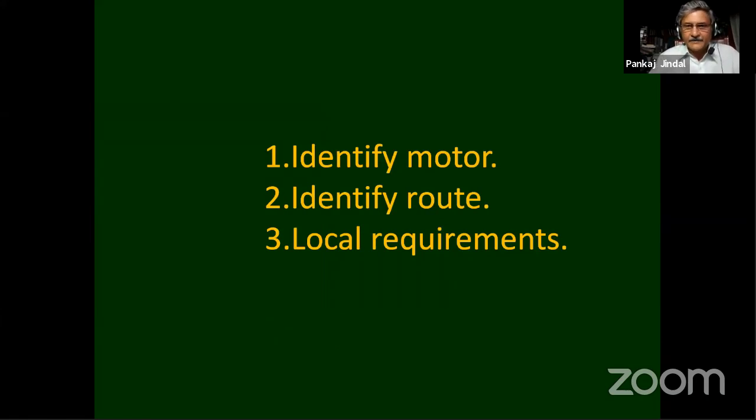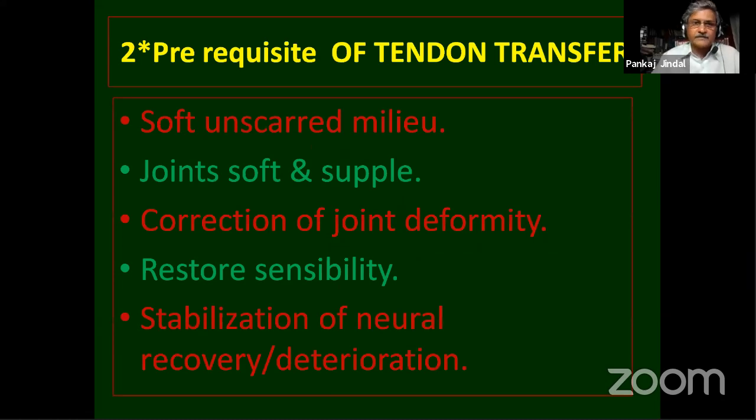So having identified the motor, having identified the route, you have to go into the local requirements, which means the prerequisites of a local tendon transfer. You have to have a soft, unscarred milieu. I'll deal with it again. The joint should be soft and supple. The joint should have no deformity. The sensibility should be good, because if you restore function in a hand which is insensate, he will burn his hand and damage it further. Therefore restore sensibility, preferably primarily.